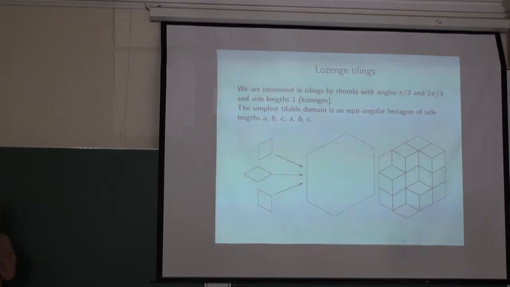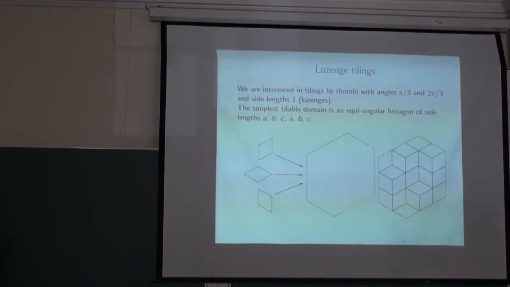Another example came, well, it was shown a little bit already, but let's go into more detail. So another example comes from lozenge tilings. So what are lozenge tilings? We will be interested in tilings by rhombi with angles pi/3 and 2 pi/3 and side length 1, which we will call lozenges. So there are three types of these lozenges, as shown here. Each lozenge is just a union of two triangles with equal sides. So there are three ways to glue two triangles, so there are three types of lozenges.